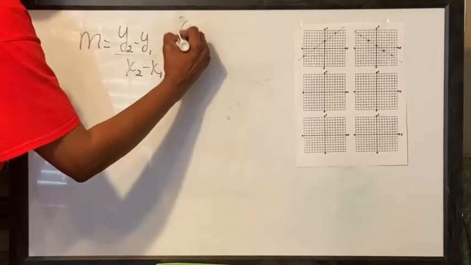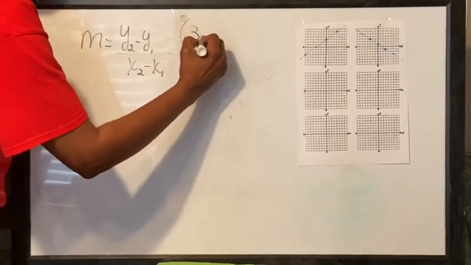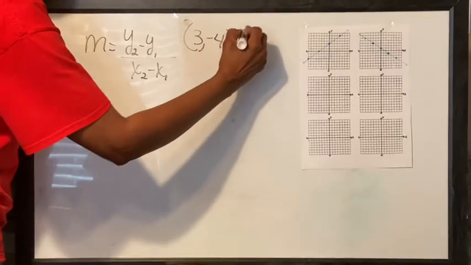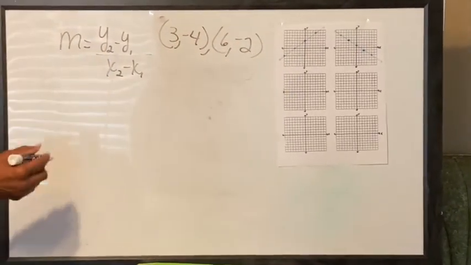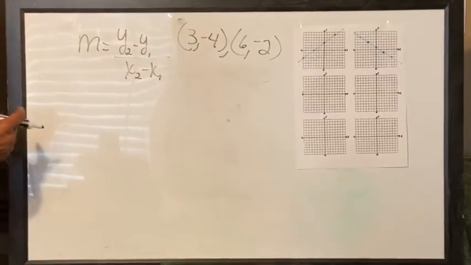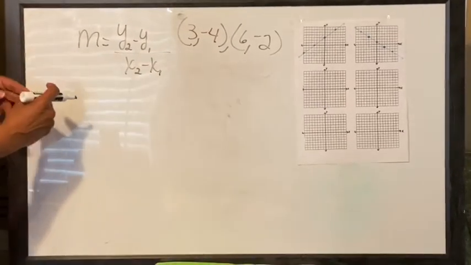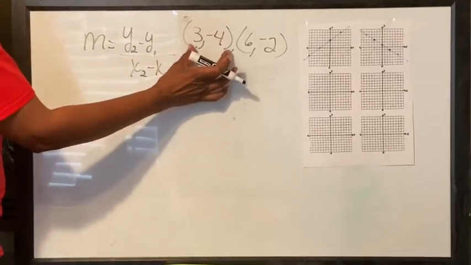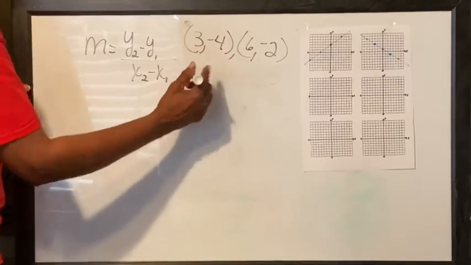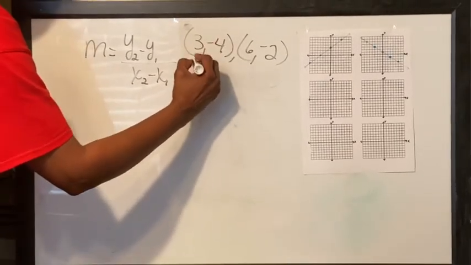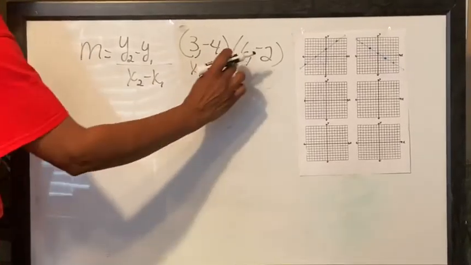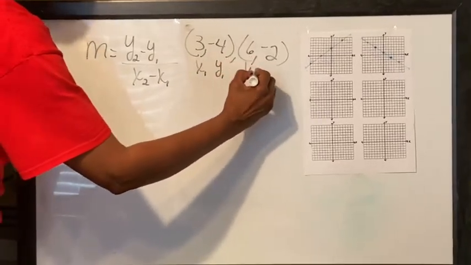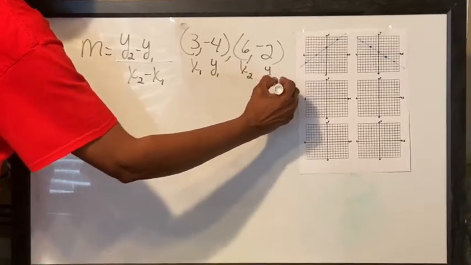So if I had the ordered pair 3, negative 4, and the ordered pair 6, negative 2, I would suggest that you label these so you won't get them confused. This is my first coordinates. So this is my x, that's my y. So that would be my x sub 1, that would be my y sub 1. I would label this as my x sub 2, and that's my y sub 2.